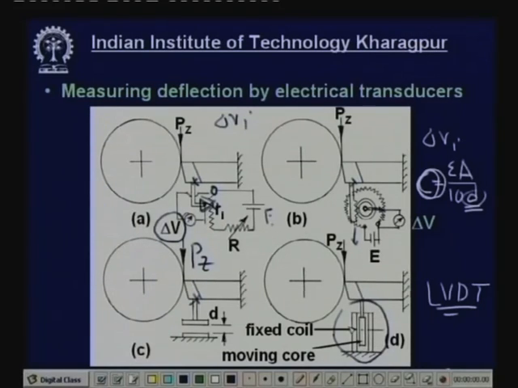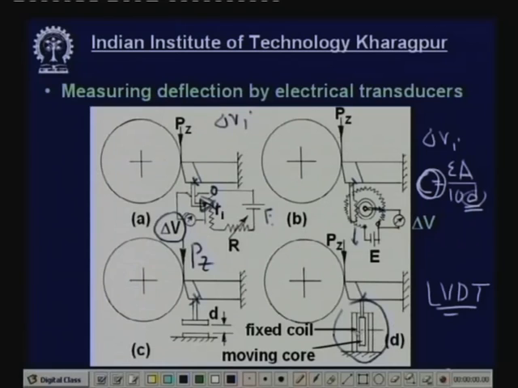The coil is a tubular. It has got two coils, say primary coil and secondary coil. Now, this coil remains fixed, and the core is connected with the tool. Therefore, the core will move axially within the coil, proportional to the deflection, that is force.